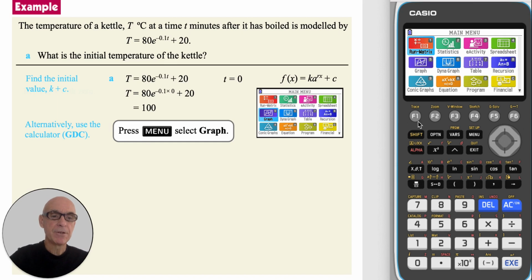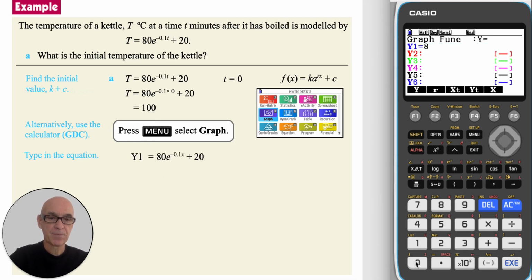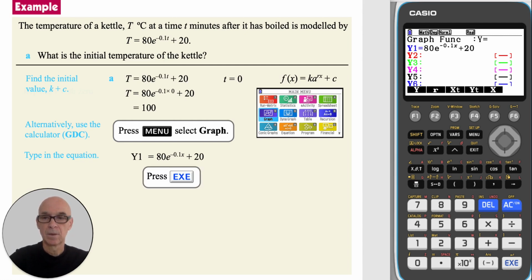From the main menu, select Graph and type the equation into y1. So that's 80, and then pressing Shift natural logarithm button to access e to the power of, and then pressing the negative button, and 0.1, pressing the x variable button, and then the right cursor to come down, and then plus 20. Pressing Execute to enter the equation.